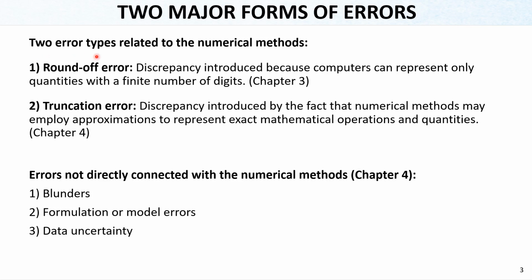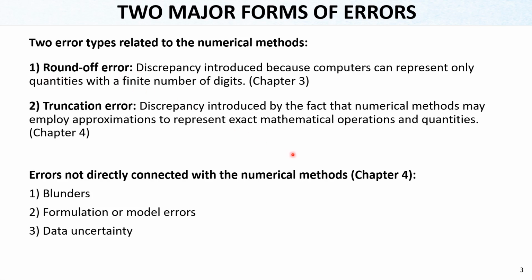There are two types of errors for numerical methods. The first one is the round-off error, and the second one is truncation error. We will be seeing the round-off error information in Chapter 3, and for the truncation error, we will talk about it in Chapter 4. So first, let's start with round-off error. It is the discrepancy introduced because computers can represent only quantities with a finite number of digits.